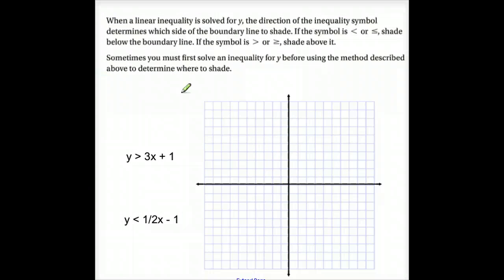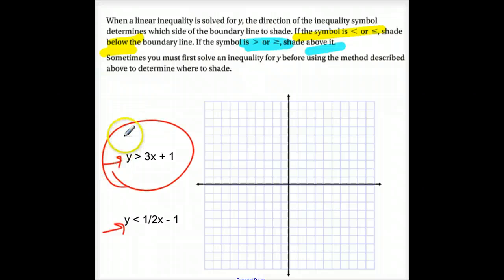All right, sometimes you'll have an inequality that isn't quite yet ready to be graphed. In this case, just solve it for y so it looks like our y equals mx plus b form. One other trick for the shading part: if the symbol is less than or equal to, you're going to shade below the boundary line. And if the symbol is greater than or equal to, you're going to shade above it. Here's what I mean. If I graph this one, I'm going to look at it as an equation, y equals 3x plus 1, y-intercept of 1, up 3, over 1, up 3, over 1.